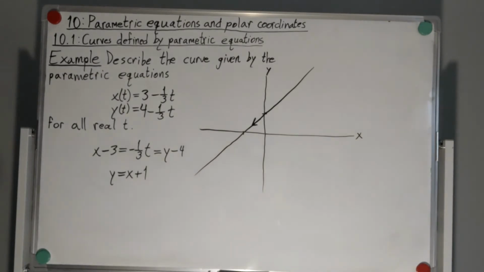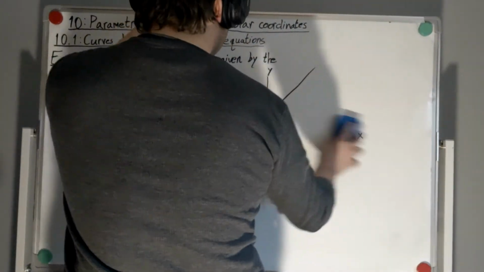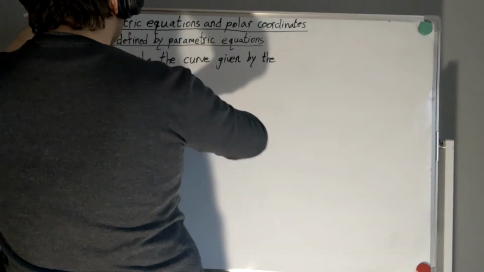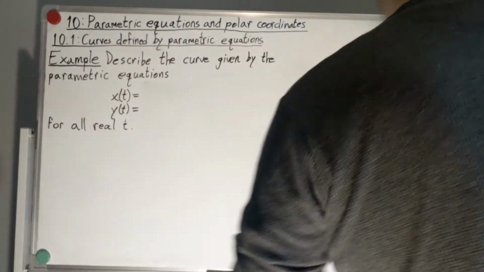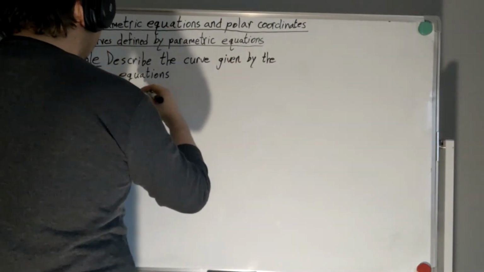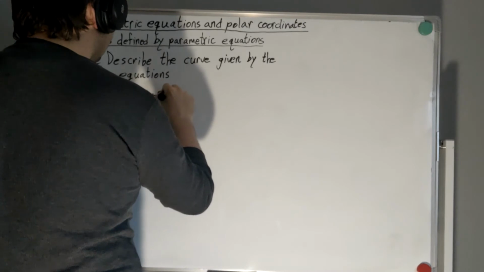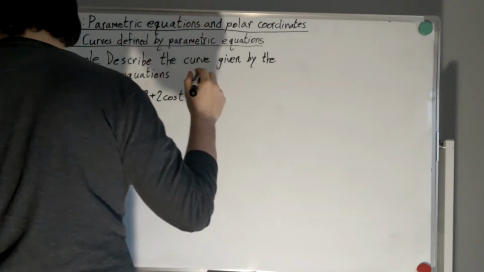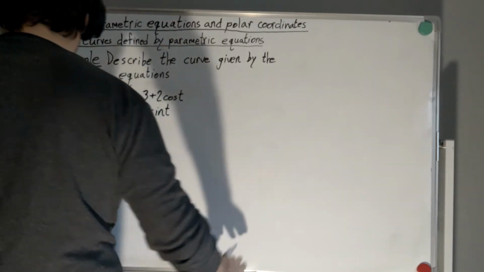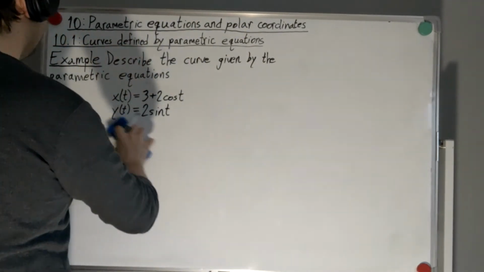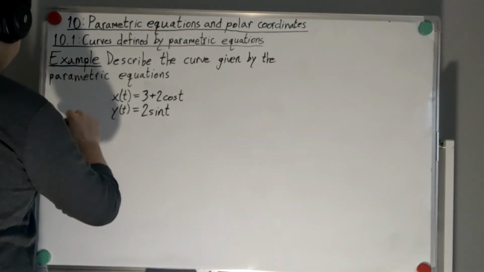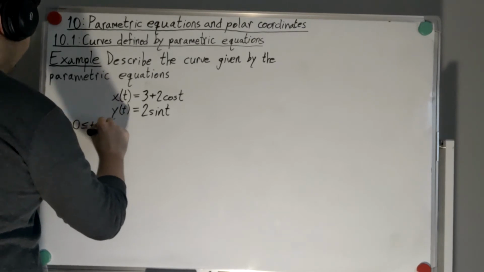Okay, let's look at another one. So let's say x of t is 3 plus 2 cosine t, and y of t is 2 sine t. And let's say t is not going between all real values. Let's just say t is bounded between 0 and pi over 2.